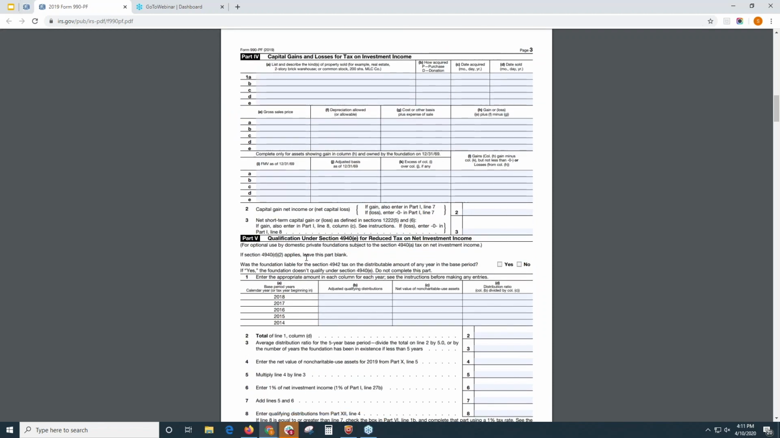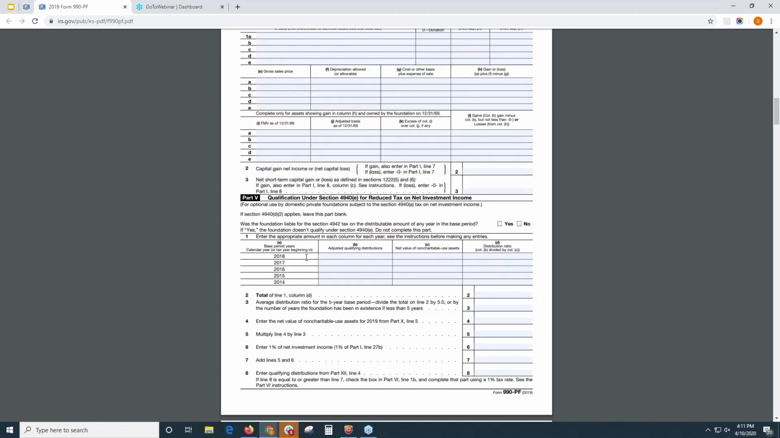So when we move down to Part 5, qualifications under section 4940(e) for reduced tax on net investment income. This part is used by domestic foundations, exempt and taxable, to determine whether they qualify for the reduced 1% tax under section 4940(e) on net investment income rather than the 2% tax on net investment income under section 4940(a). If this is your organization's first year, Part 5 will not be completed.